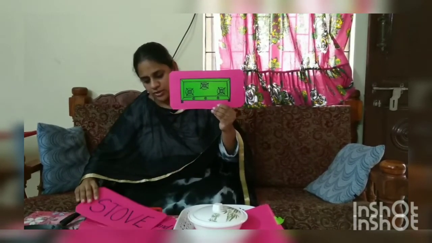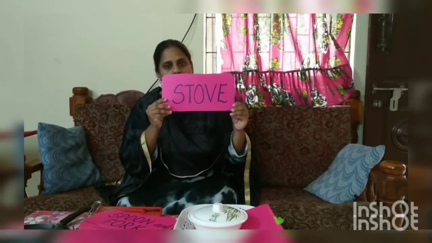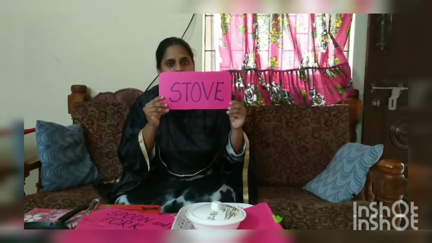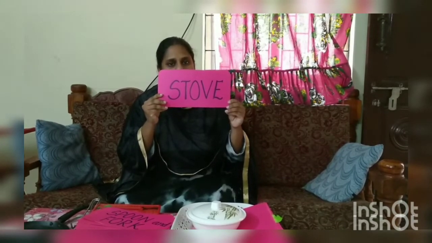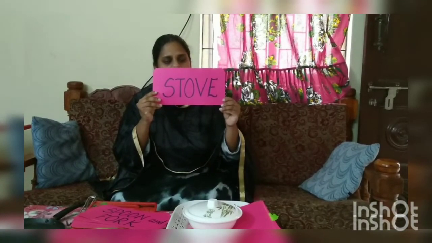Yes, children, here is the next picture for you. Can you name this picture? This is a stove. What is a stove used for? A stove is used for cooking food. Everybody knows the name, right? So today we are going to learn the spelling for the word stove. How do you spell stove, children? S-T-O-V-E, stove.